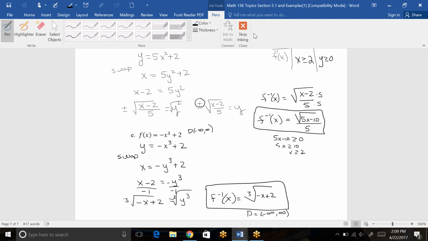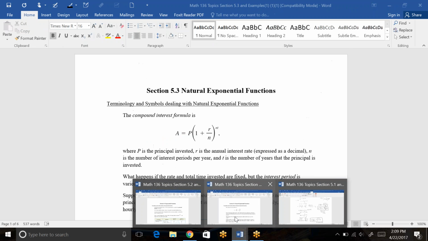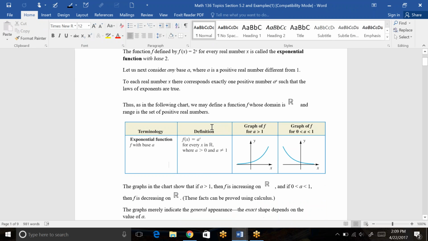All right, that catches us up on the 5.1. So let's move on to 5.2. There were a few examples that we did not do in class.